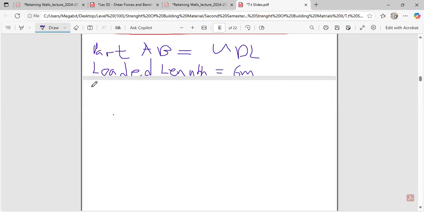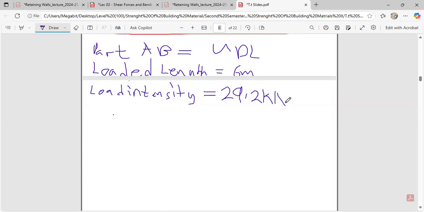Then we come to the intensity, load intensity. The load intensity we are getting, you said, is 29.2. Yeah. 29.2. I nearly marked you wrong.